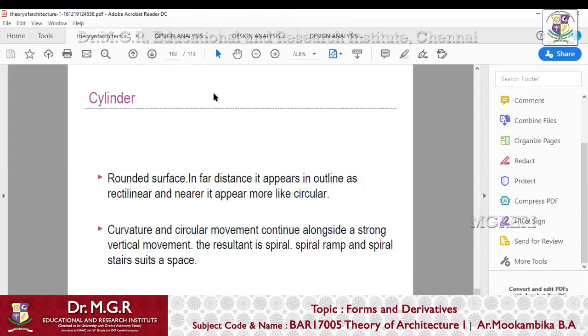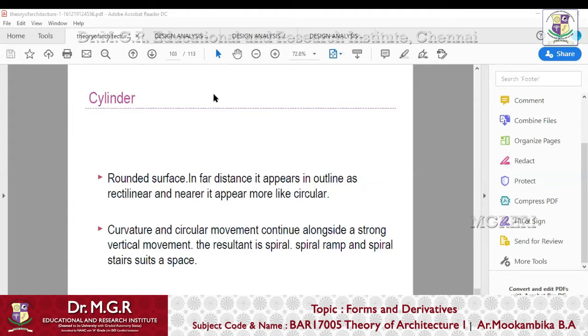Cylinder is a rounded surface. In far distance, it appears in outline as rectilinear, and as we go nearer, it appears more circular. See, for example, even when we render, how we differentiate when we are going to draw an elevation, how we differentiate a cylinder from a cuboid vertical tower. We will be rendering at edges, saying that it is circular. It has a circular motion, right?